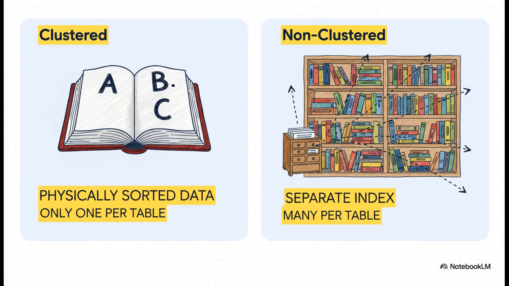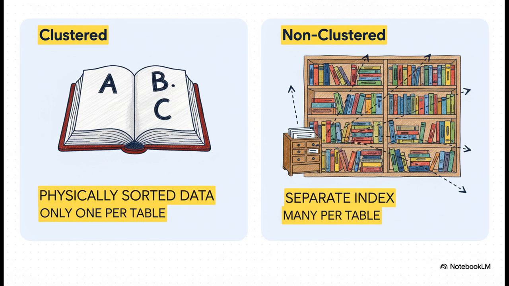Now listen, not all indexes are the same. A clustered index physically sorts the data rows on the disk. Think of it like the book itself, where the chapters are physically organized in order. And because you can only have one physical order, you can only have one clustered index per table. And it's almost always on the primary key.